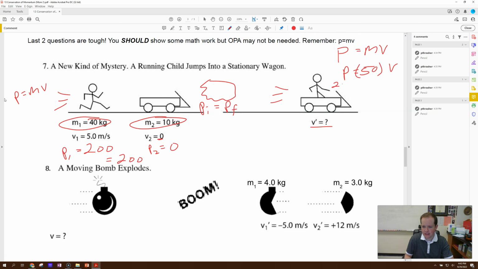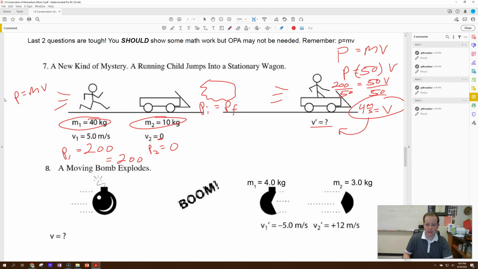So now I know this is 200 equals 50 times v. How do I solve for v? I divide both sides by 50. We're doing this kind of algebra all year. You've been seeing it for weeks now. Hopefully it's getting more familiar. Okay, 50 divided by 50, that cancels, so I'm left with v equals 200 divided by 50. That is 4 meters per second. That's the answer for number 7.